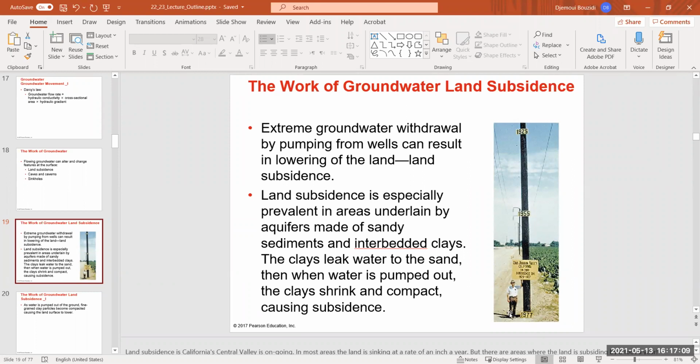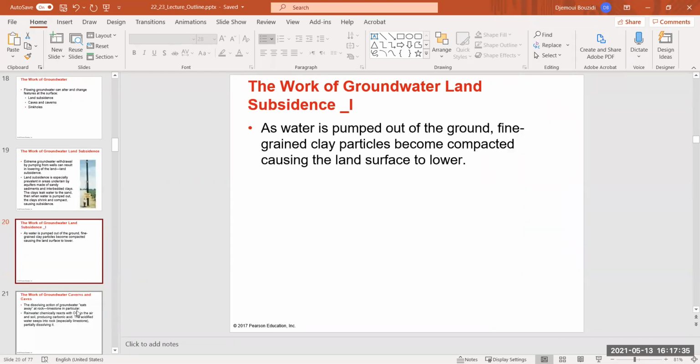Look at the height of this versus a person standing next to it. This person is about 1.5 meters, so you're looking at 3 meters, about 6 meters, about 9 meters down. It's almost 30 feet that it went down, from 1927 to 1977, about 50 years. So this is big. This is a lot, okay? As water is pumped out of the ground, the fine-grained clay particles become compacted, causing the land surface to lower.